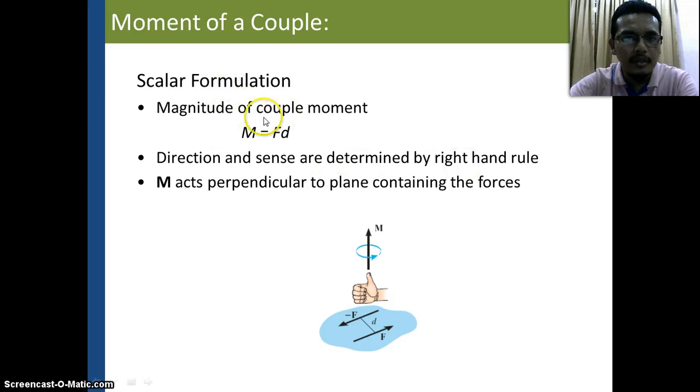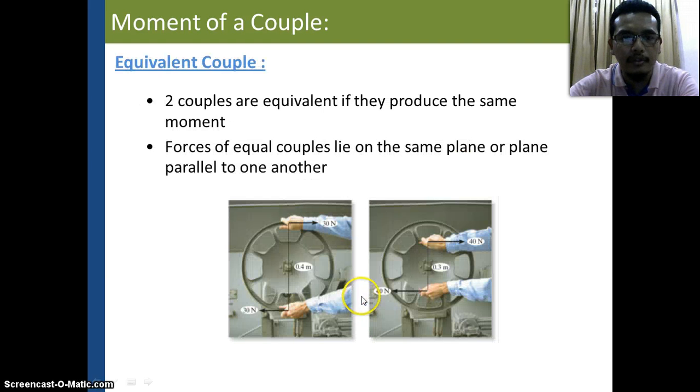This is a scalar formulation. This F is simply multiplied by D, so you get the moment of the couple. The direction and sense are determined by the right hand rule. This is force 1, the positive force, and also the negative force, so the direction is upward. M is perpendicular to the plane. The direction of the moment is perpendicular to the plane containing the forces.